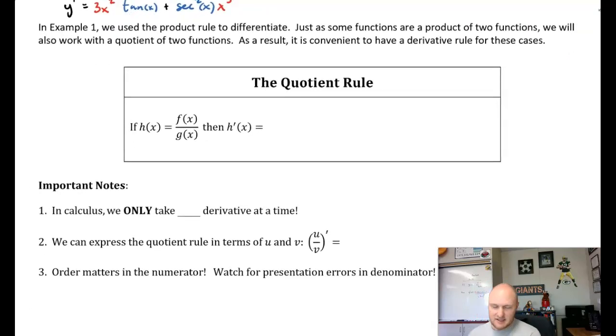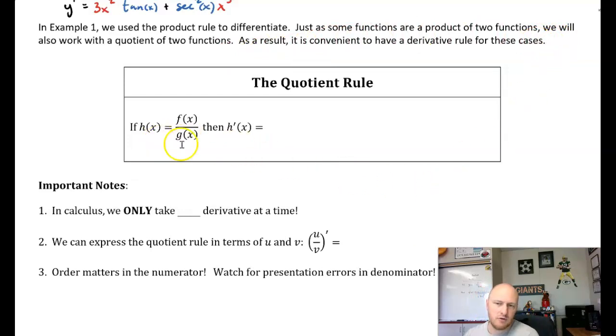So here it says, in example 1, we use the product rule to differentiate. And just as some functions are a product of two functions, we will also work with a quotient of two functions. As a result, it's convenient to have a derivative rule for these cases.